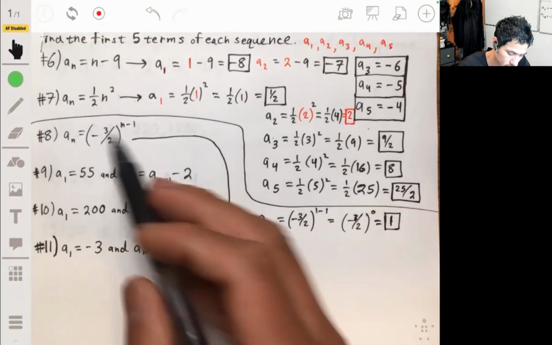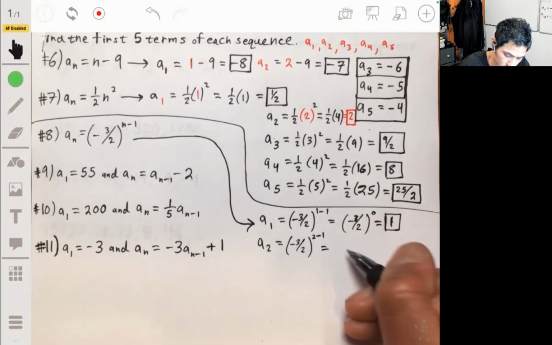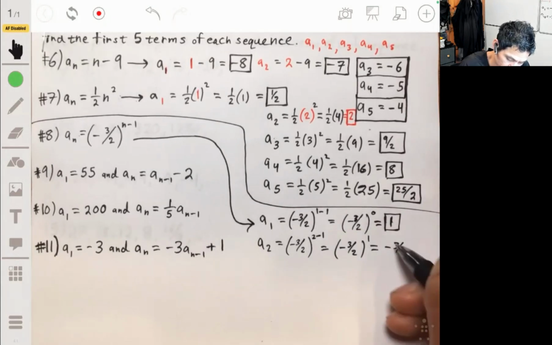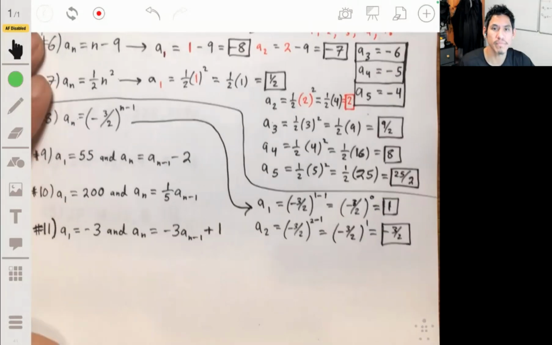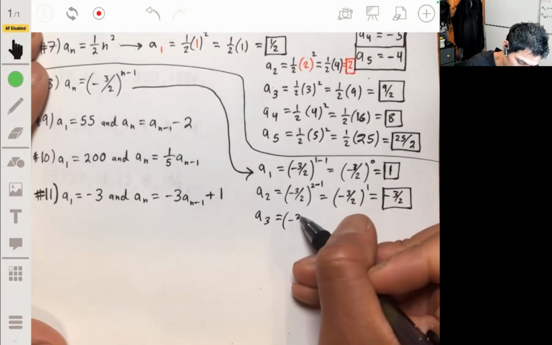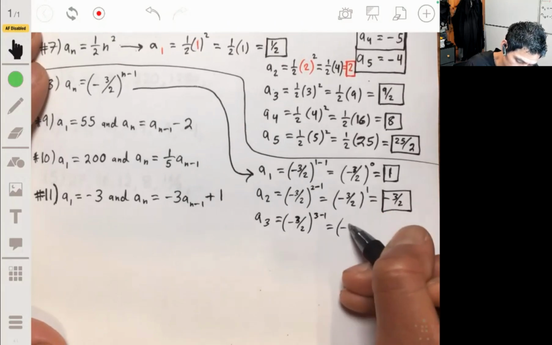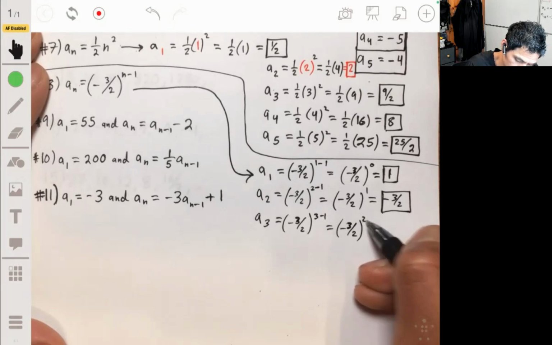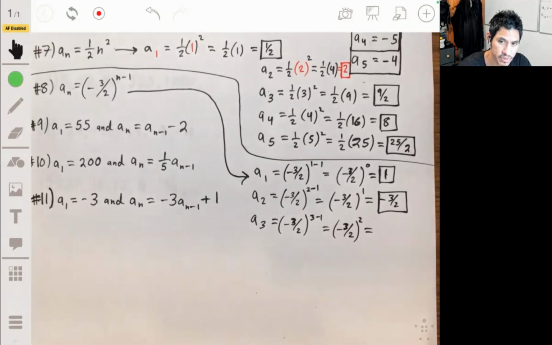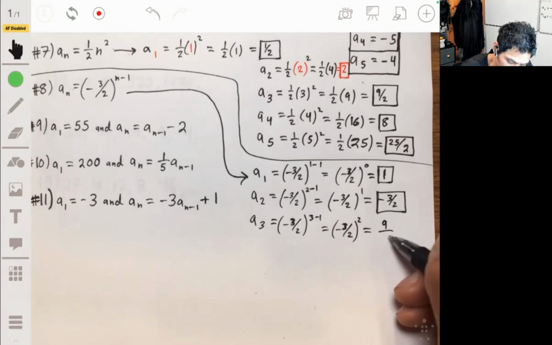A2, -3/2 to the 2 minus 1, -3/2 to the 1, which is just -3/2. A3, -3/2 to the 3 minus 1, -3/2 to the second. This will be -3 times -3 over 2 times 2. So this will be positive 9/4.